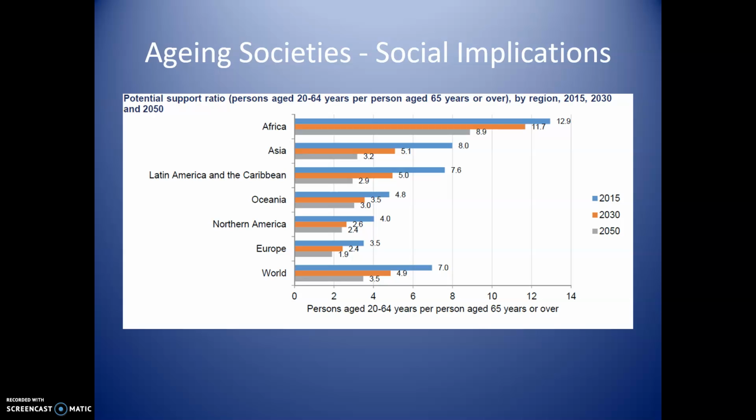and on top of that, you can see that the prediction is as time passes, the potential support ratio will drop in all countries. That has significant economic implications unless countries are prepared and willing to modify their workforce practices. For example, increasing the age of retirement.